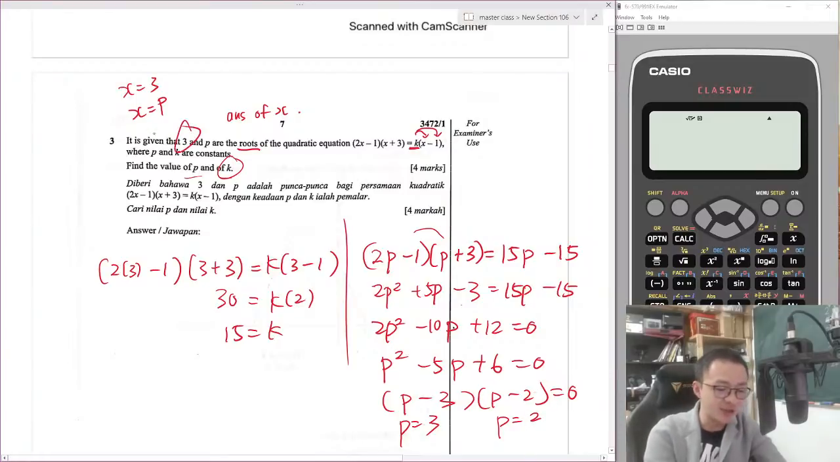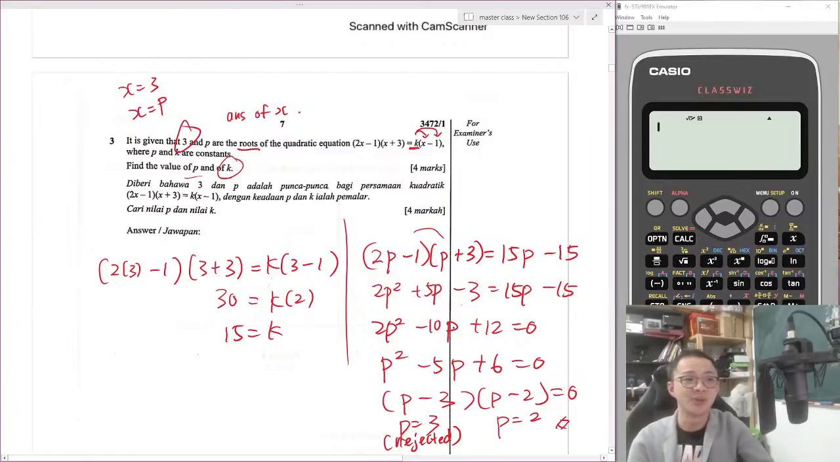You realize 3 already is one of the answers. So I will just reject p equals 3 because I already have it at the very beginning. So I only have one new answer here, which is p equals 2. Because I already have 3, I don't have 2, right? So one of the answers will be 3 and another answer will be 2. So therefore, I got p equals 3 and k equals 15.